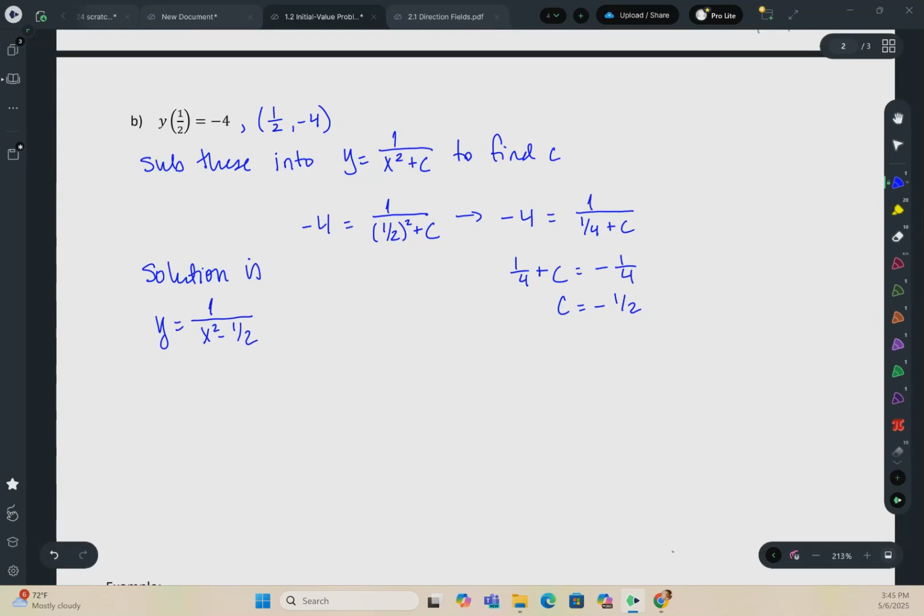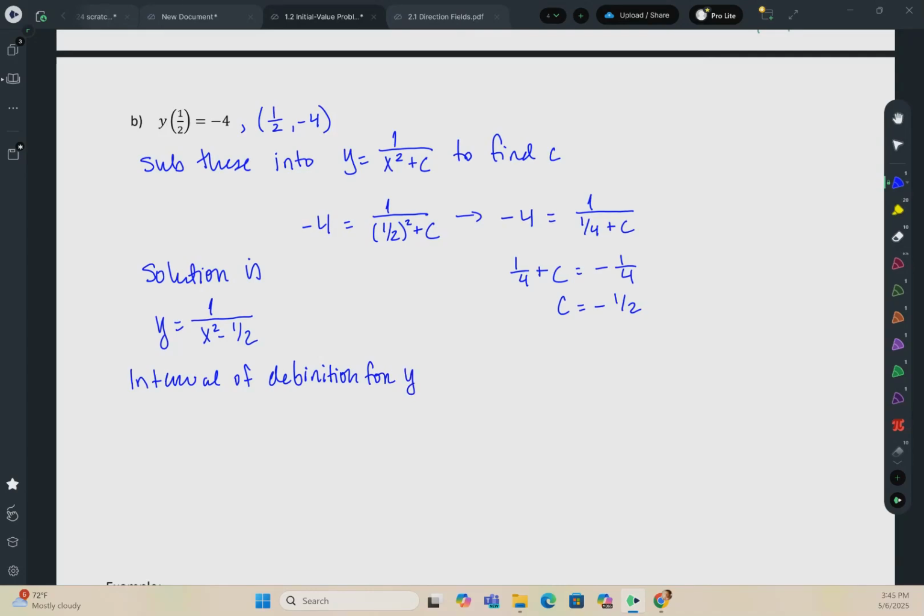So an interval of definition for y would be that x squared minus 1/2 cannot be 0. Otherwise, we'd be dividing by 0. That means x cannot be plus or minus 1 over the square root of 2.